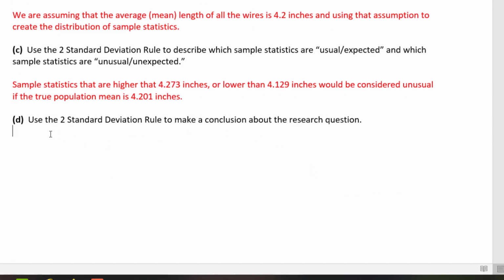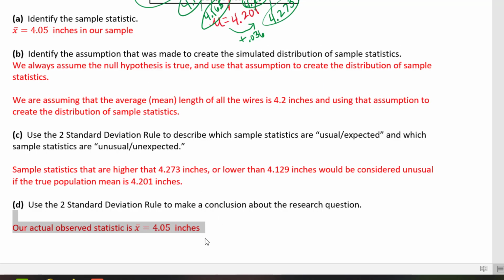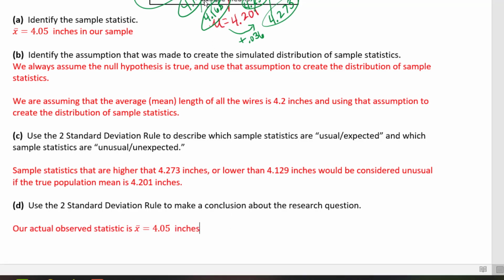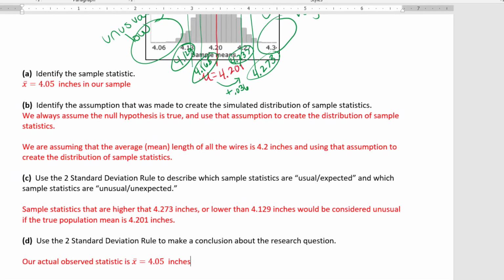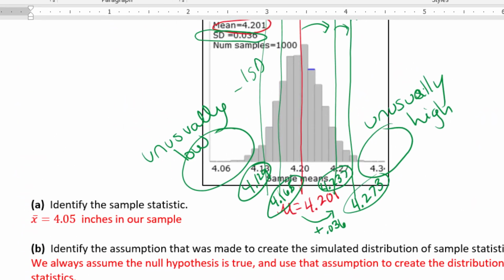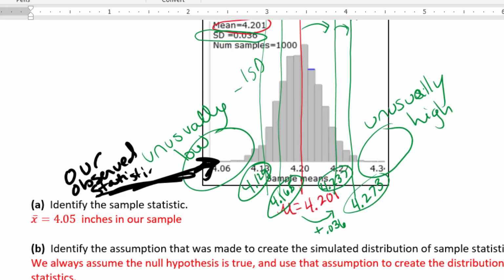And so now we make a conclusion. To make our conclusion, we need to identify where our actual observed statistic falls on this distribution. So our actual observed statistic is 4.05 inches. Now notice 4.05 inches definitely falls down here in the realm of unusually low. It's 4.05, which is down below 4.129. It's in that realm of unusually low statistics.